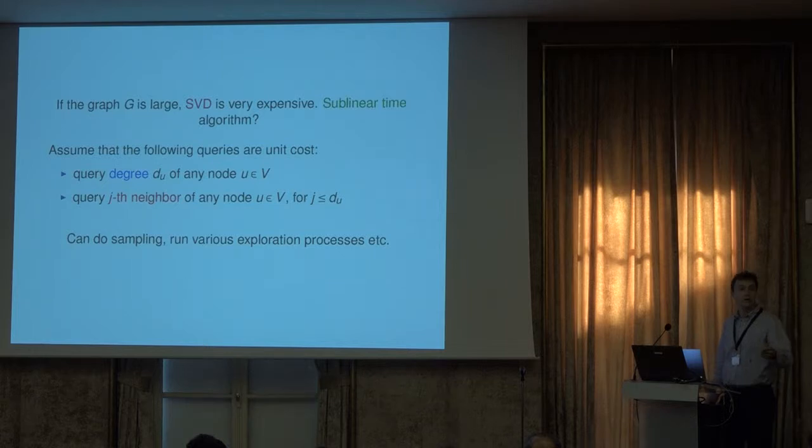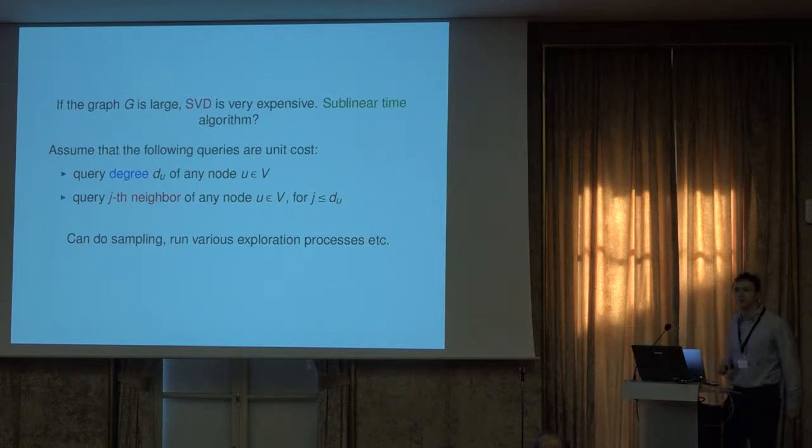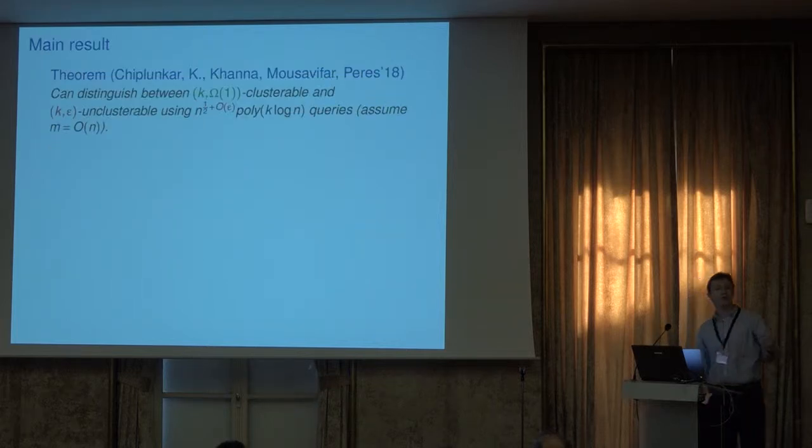First, we can get the degree of any vertex at unit cost. And second, for any node u, we can get the jth neighbor of this node for any j at unit cost, assuming this neighbor exists. So this is a standard model for sublinear algorithms and sparse graphs, and it's quite powerful. One can do sampling, one can run various exploration processes, and that's what we're going to do.